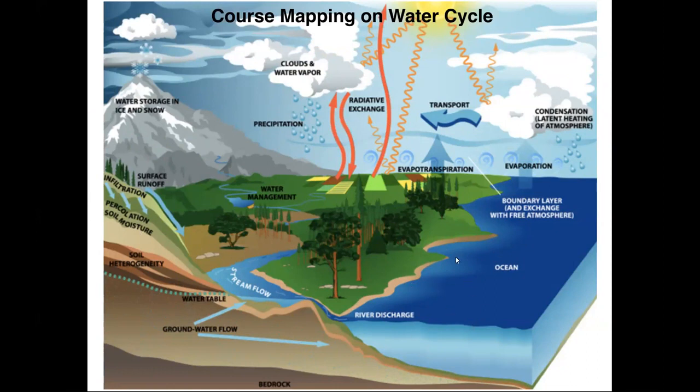And then you have a bunch of processes which occur in the ocean, and processes which occur between the ocean and the atmosphere, like evaporation, radiative exchange, transport. And the idea would be, how do we teach you everything about this, right? So physical hydrology, one of our core courses, hits on water storage in ice and snow and how it comes into the water system.